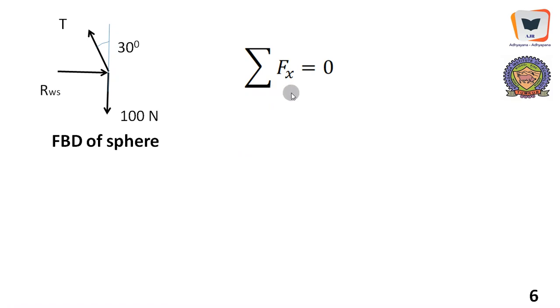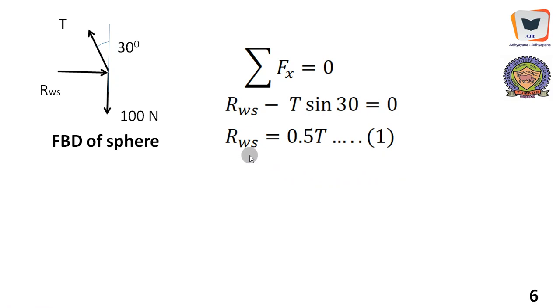We will take it to the next slide, for the sake of clarity. This is the free body diagram of the sphere, and we will put sigma Fx equal to 0. The algebraic sum of horizontal components of the forces should be equal to 0. So RWS positive going towards right, minus T sine 30. The horizontal component of T is acting leftwards, and it is sine 30 because the angle is referred with respect to vertical. So RWS minus T sine 30 equals 0. Therefore we get a relationship between RWS and 0.5T, but still two unknowns remain.